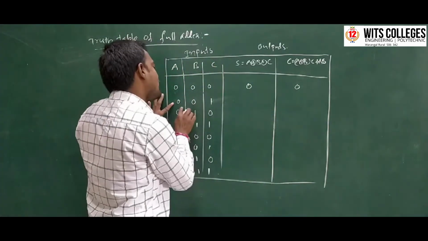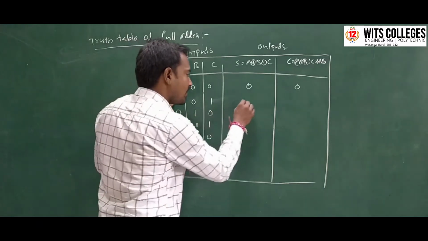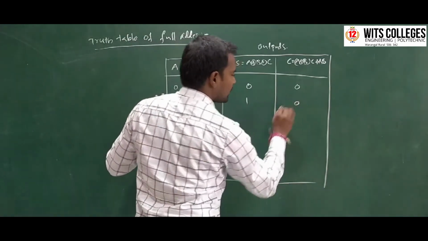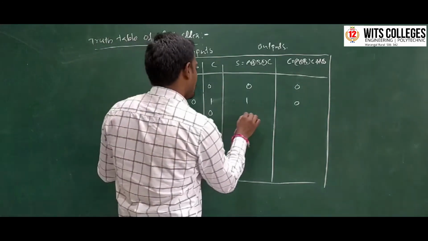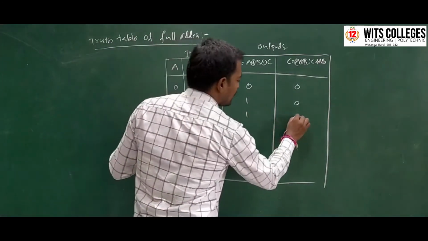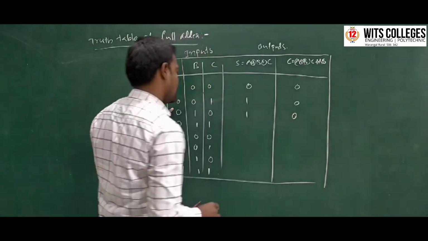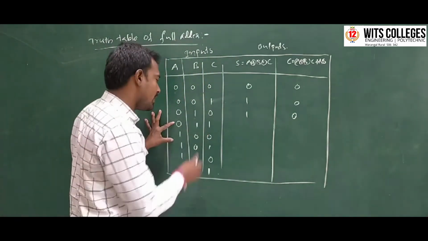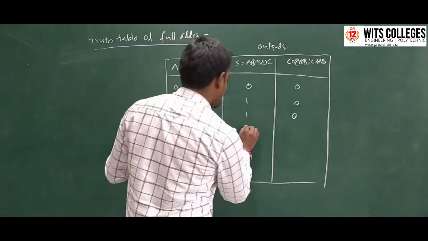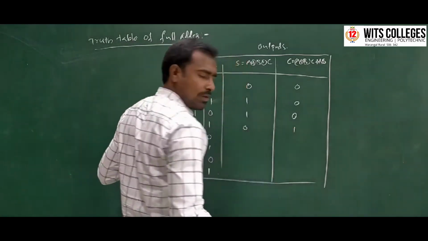Okay, next 0 plus 0 equals 0, and 0 plus 1 is equal to 1 and carry equals 0, and 0 plus 1 is equal to 1, and 1 plus 0 is equal to 0 and carry is equal to 0. Next 0 plus 1 is equal to 1, and 1 plus 1 is equal to 0 and carry is equal to 1.